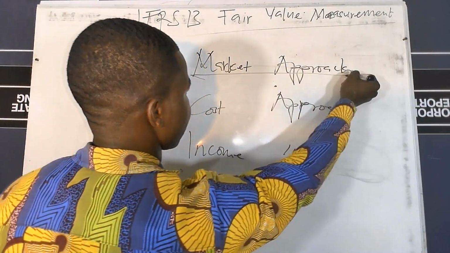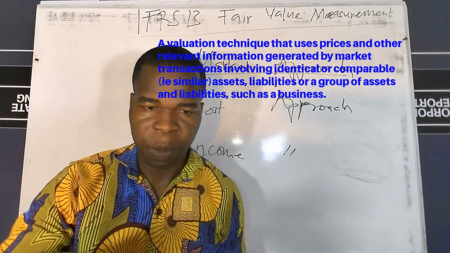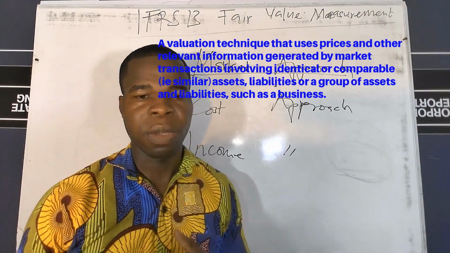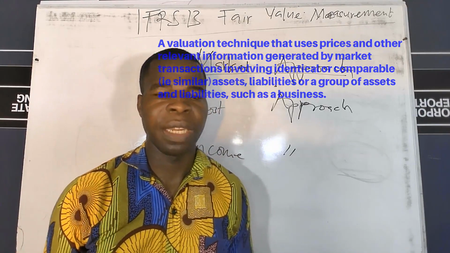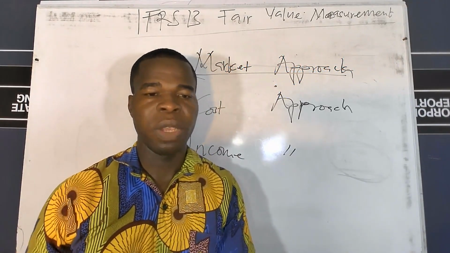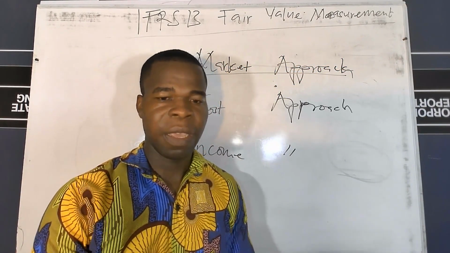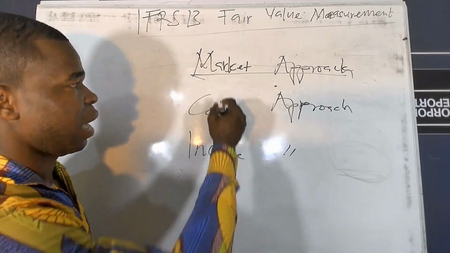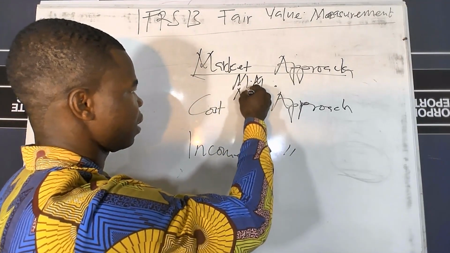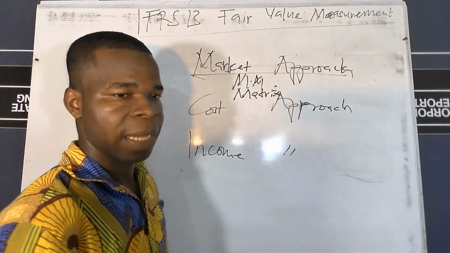When we talk about the market approach, we are saying that it is the use of prices and other information from the market involving identical or similar assets and liabilities. So anytime we can use the prices or the information available in particular market transactions, then we are using the market approach. Here, the methods that can be used are market multiples, or the matrix method, under the market approach.